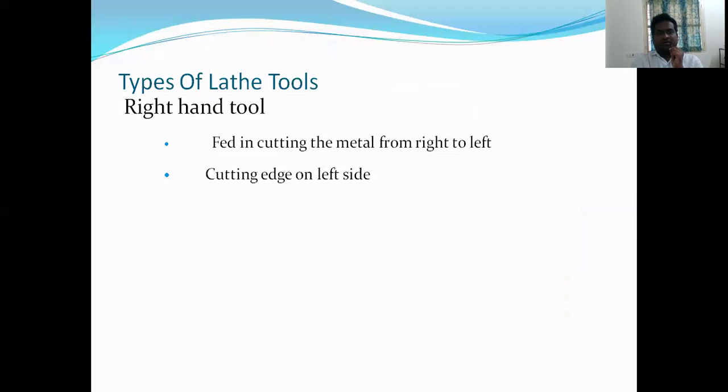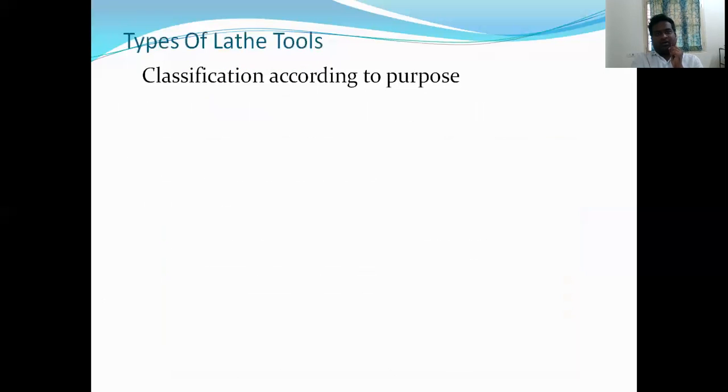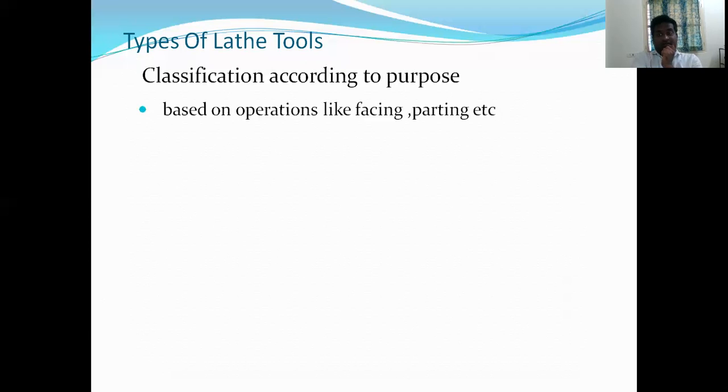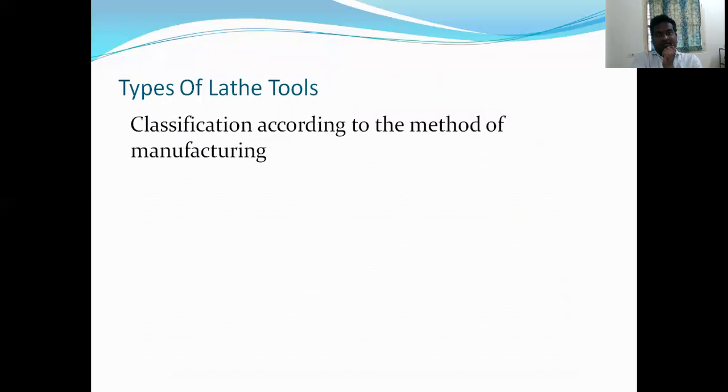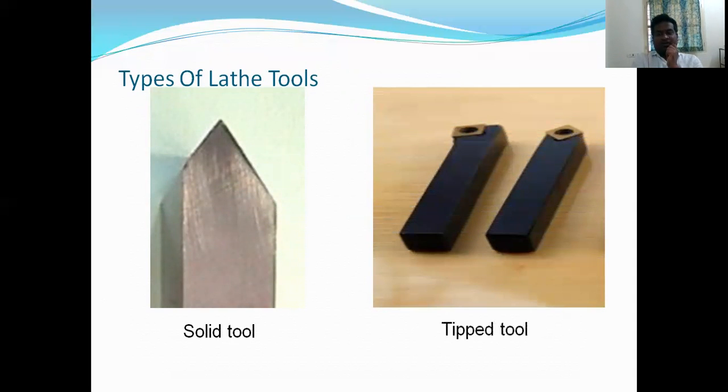So before, we classified according to the direction of feed, and this is according to the purpose, based on the operation, where we have different types of tools. In the third method, classification according to the method of manufacturing, we use different types of lathe tools: forged or solid tool, and tipped tool. We have already discussed the forged tool and the tipped tool.